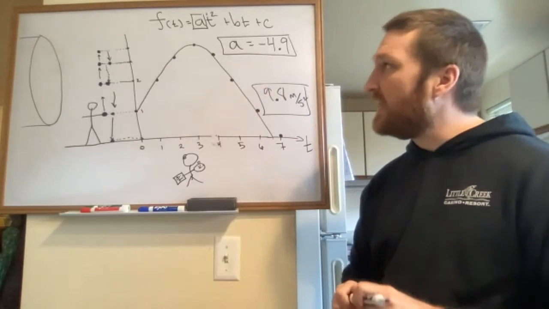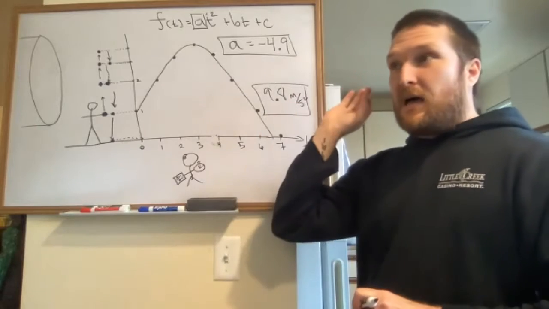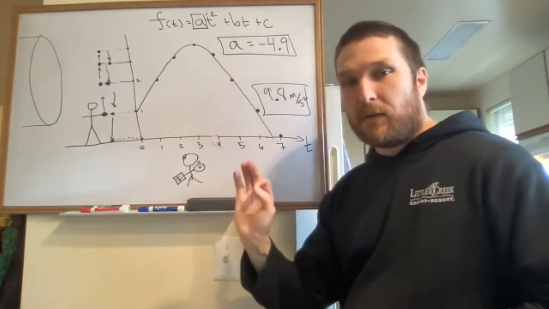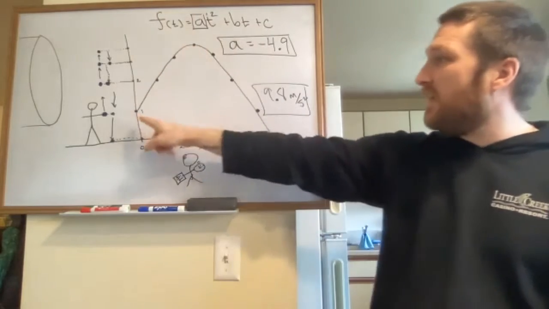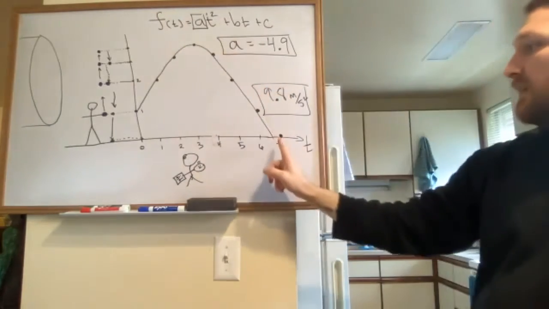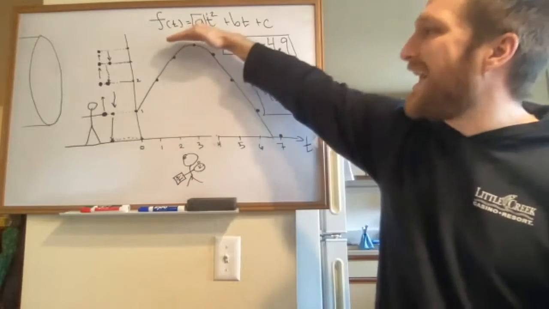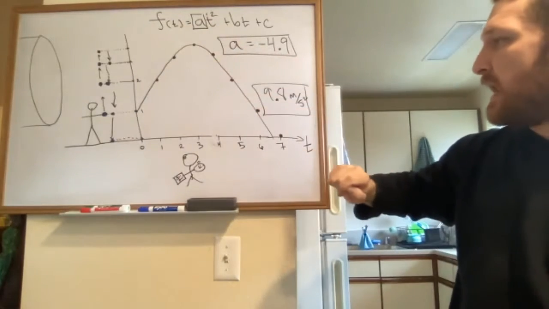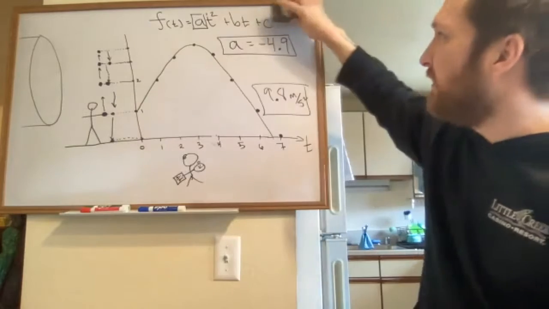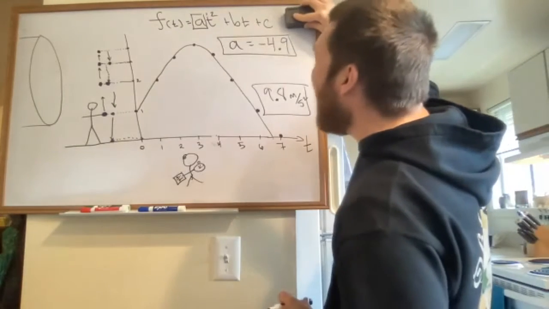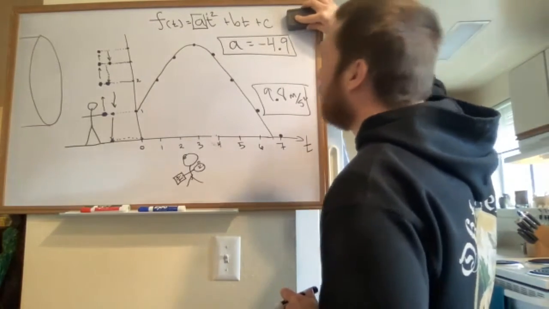And we're going to say that whenever we are working with projectile motion problems, the function that describes the height as a function of time is given by this thing right here, where the A is equal to minus 4.9. So I'm just going to rewrite this where the A is minus 4.9.